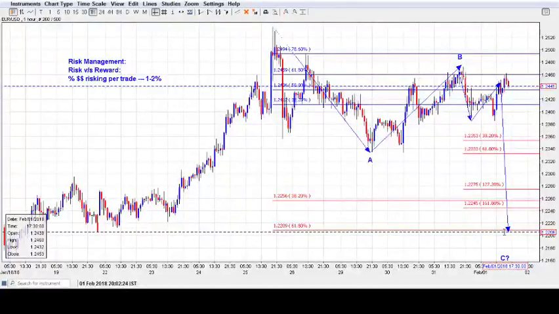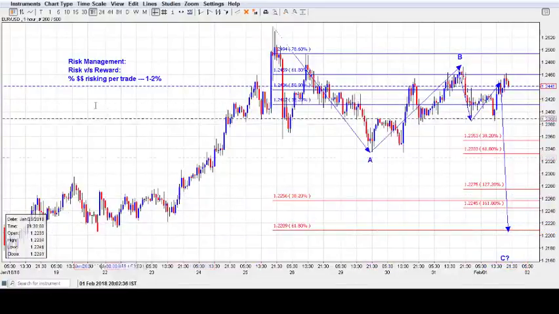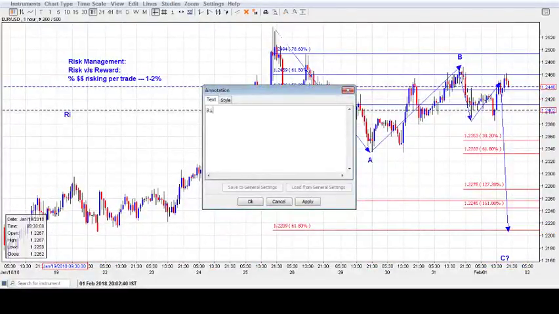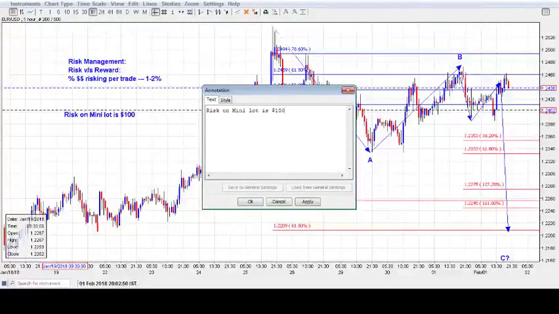So cut down your lot size here. I repeat, cut down your lot size, and from a standard to a mini, that is $1 a pip, brings down the risk to $100. You understand? Risk on a mini lot would be how much? $100. So let's say $100 is your risk, and what you're expecting as reward is 225. All right, so the risk reward ratio is good. And then if you're on a $10,000 account, that is 1%, or if you're on a $5,000 account, that's 2%. Right?